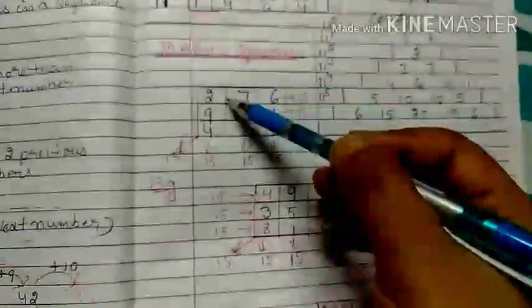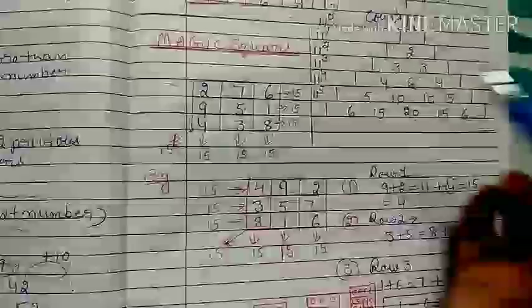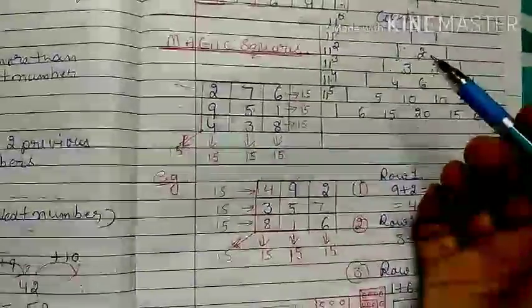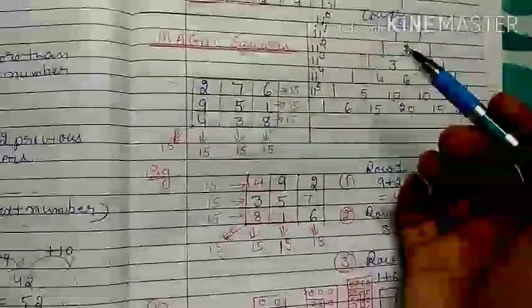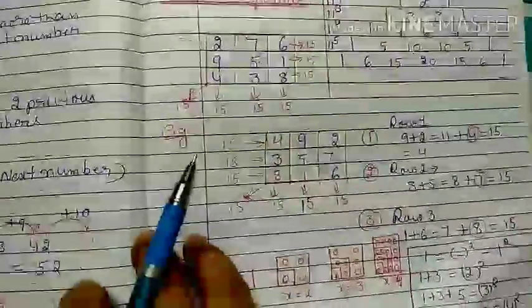Next is magic square. What is a magic square? A magic square is a square with rows and columns. These are the rows and these are the columns. The number of rows and the number of columns is the same. Only the number of rows and number of columns is the same.